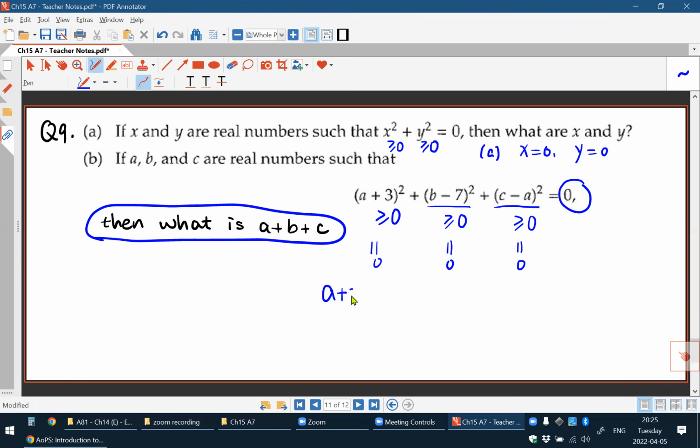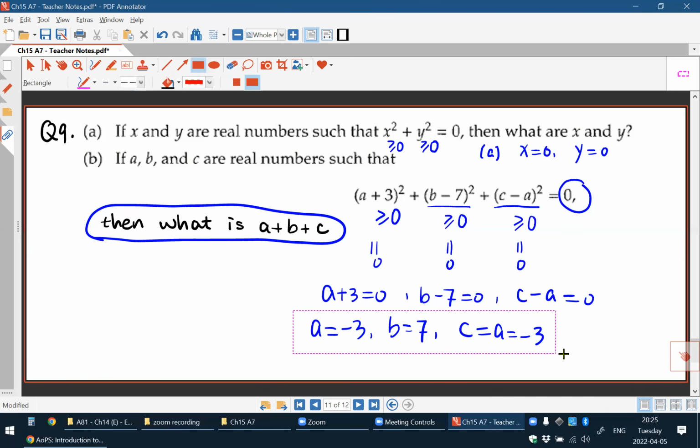That means a plus 3 is 0, and b minus 7 is also 0, and c minus a is also 0. That gives us a is -3, b is 7, and c is a, which is also -3. Okay, let me know if you finish, okay?